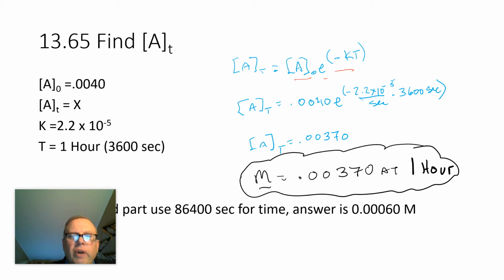This way of writing the formula, I think, is essential to get comfortable with. Concentration at time is equal to concentration initial, base natural log, parentheses, negative KT. And so the answer then is 0.00370 molarity at 1 hour. And in the second part, at one day, I believe was the time, you end up with this value, 0.0006 molarity. Okay.